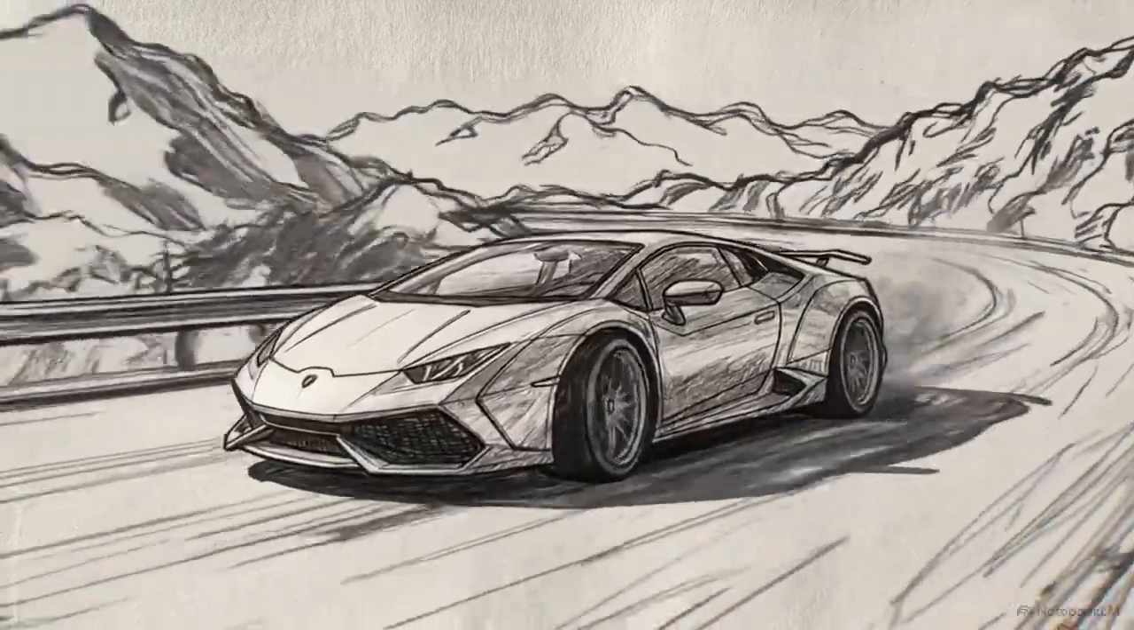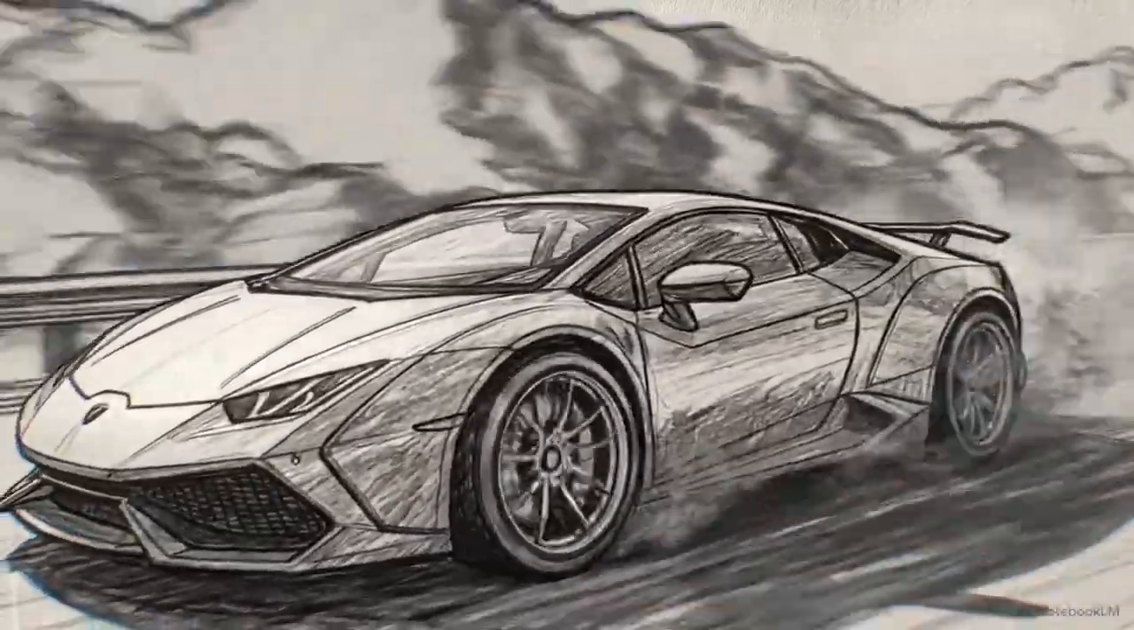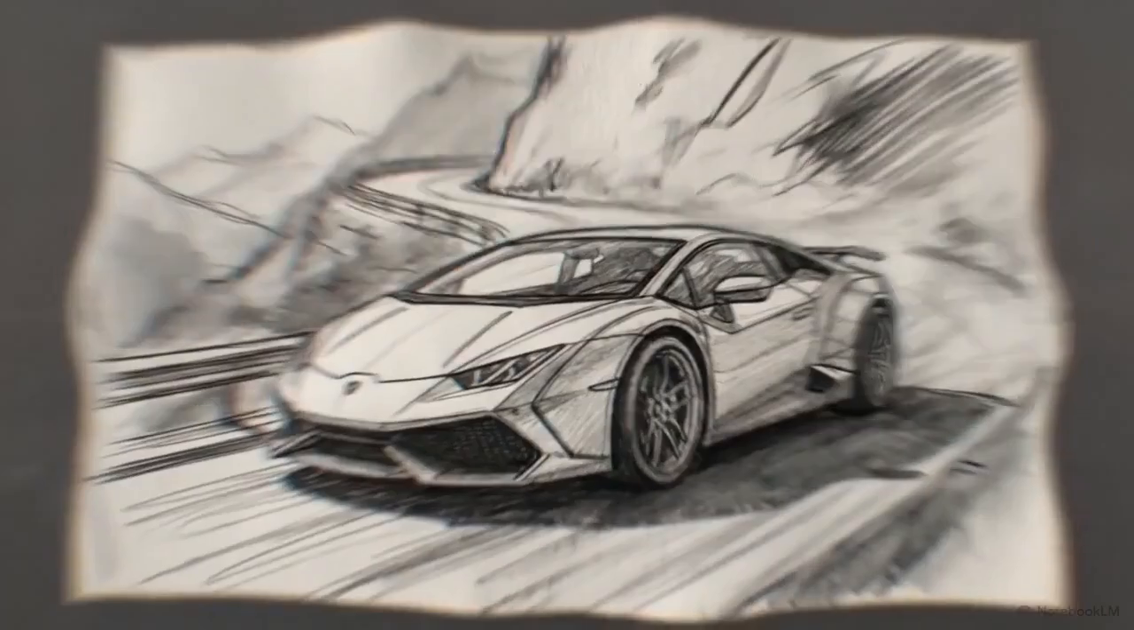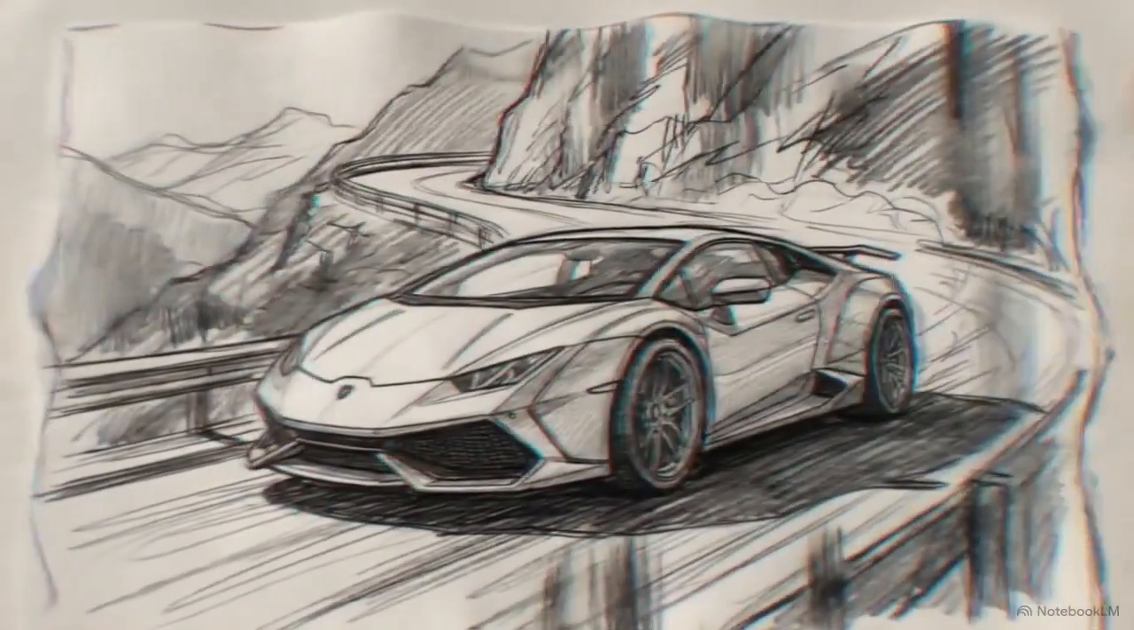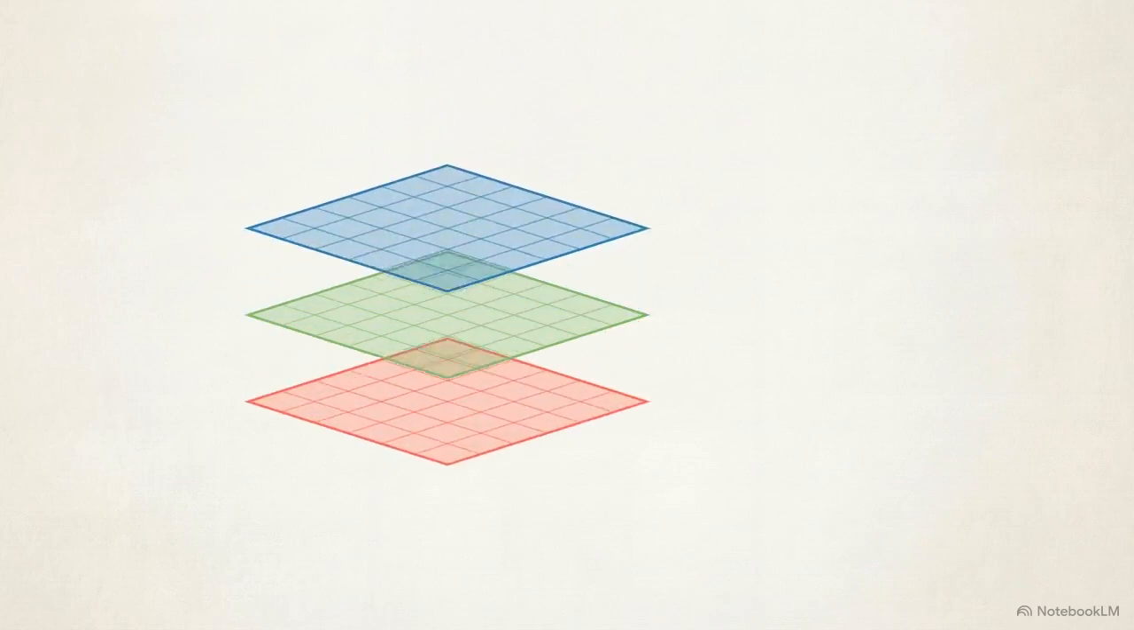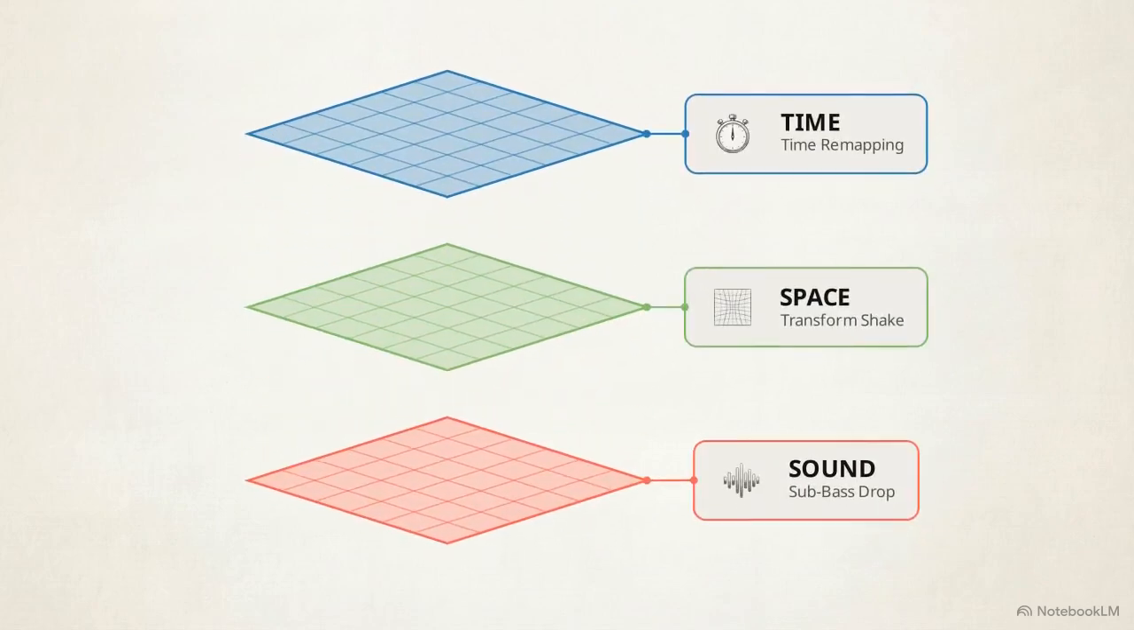Look at this high-speed drift. When the car snaps into the turn, time freezes, the frame shakes, and momentum feels like a physical punch. To build that exact sensation, we have to construct 3 distinct layers.